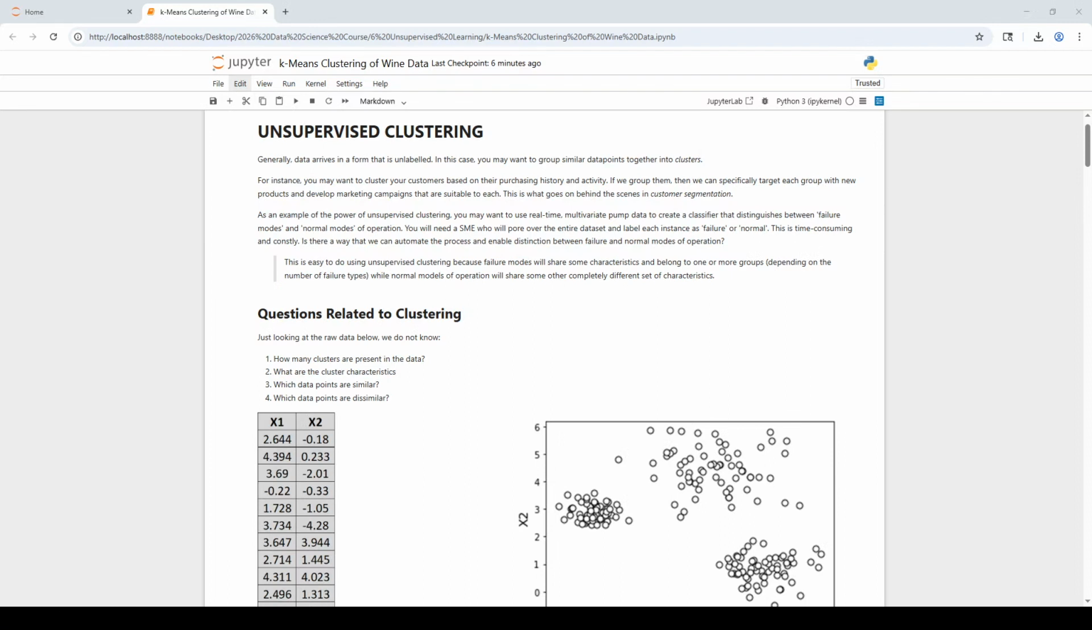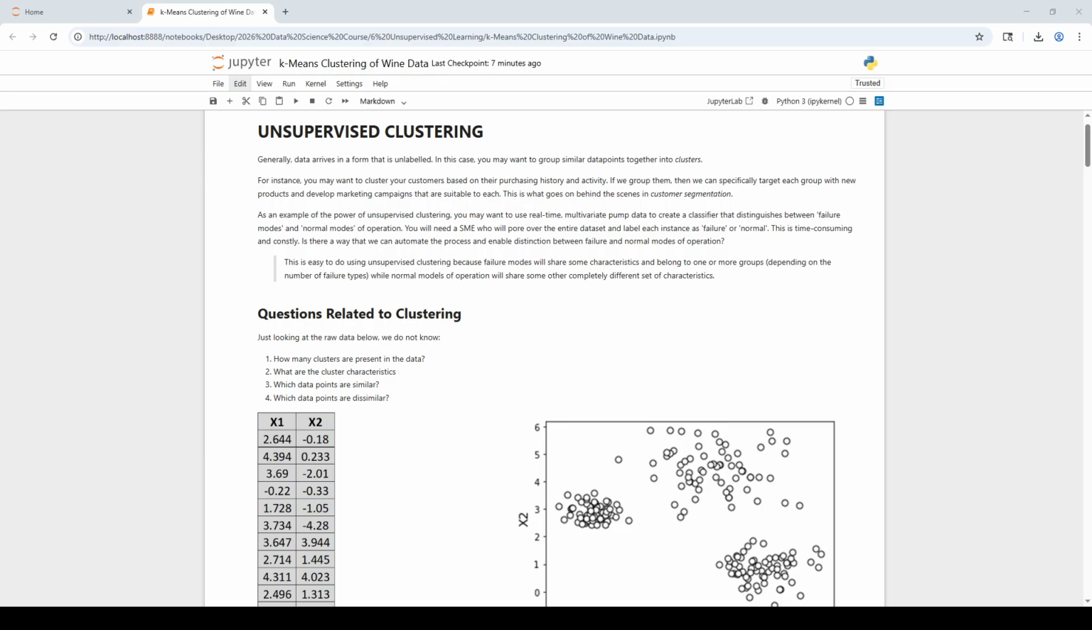In this video, we'll take your first look at unsupervised learning. Unsupervised learning comes in many forms. There are clustering algorithms as well as dimensionality reduction. In this video, we'll specifically focus on clustering.